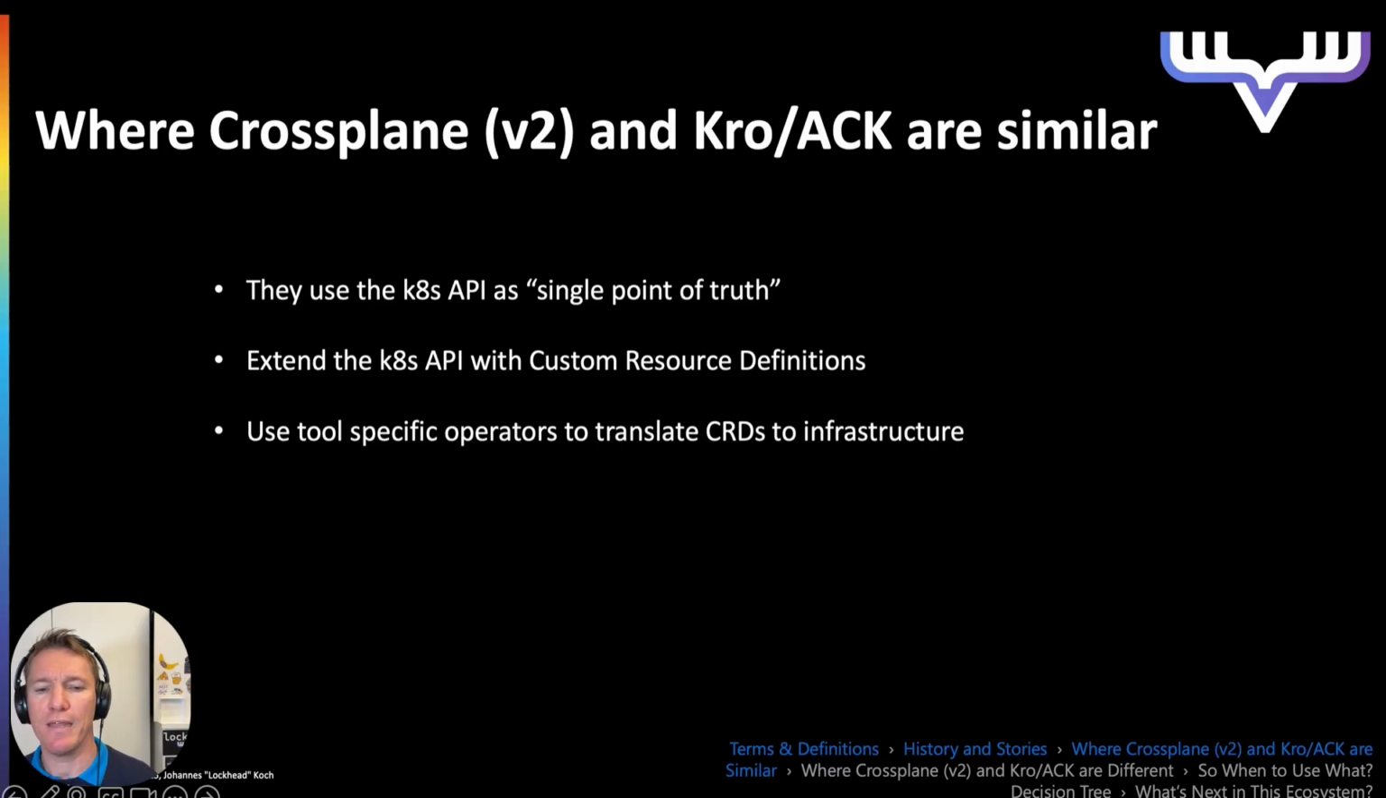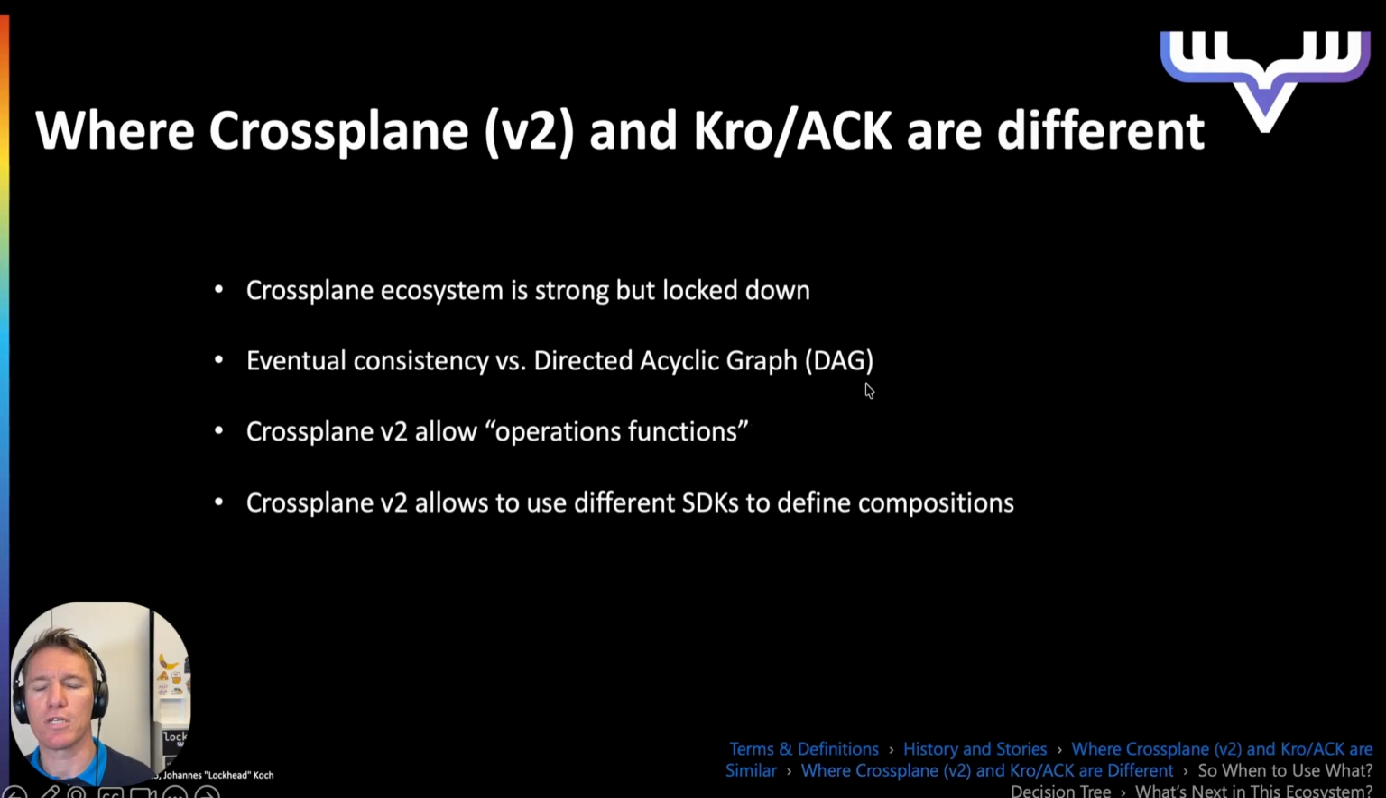If you then look at where they are different, the Crossplane ecosystem is very, very strong, but very, very locked down, right? So there's no Helm charts for Crossplane operators and resources. You have Crossplane packages. You need to be in the Crossplane ecosystem to run the providers. That's a little bit hard, right? KRO is very puristic and very native to the Kubernetes API, which is pretty cool, right? As we already talked about, the eventual consistency of Crossplane versus the directed acyclic graph that KRO creates, we already know that difference. I think that's important to know.